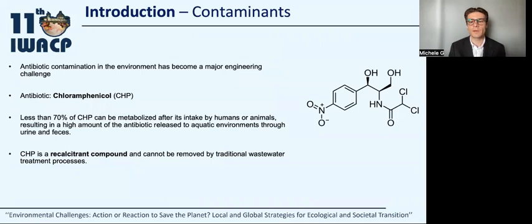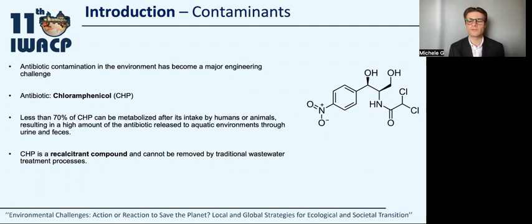To introduce the main topic of this study, in the last decades, antibiotic contamination in the environment has become a major engineering challenge due to their large-scale production, widespread use, and incorrect disposal. The antibiotic of concern for this study is chloramphenicol, which has been used as an antibiotic in preventative treatment for food-producing animals and domestic poultry. The structure of the antibiotic can be seen in the figure to the right.